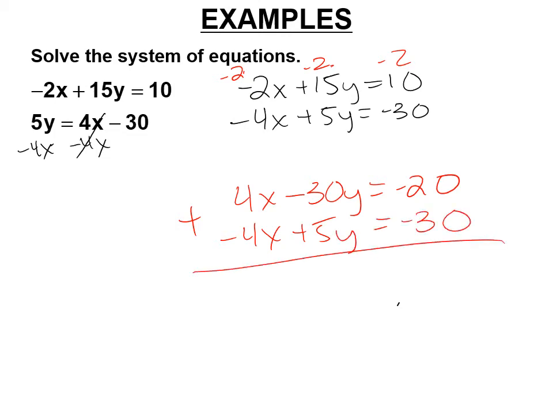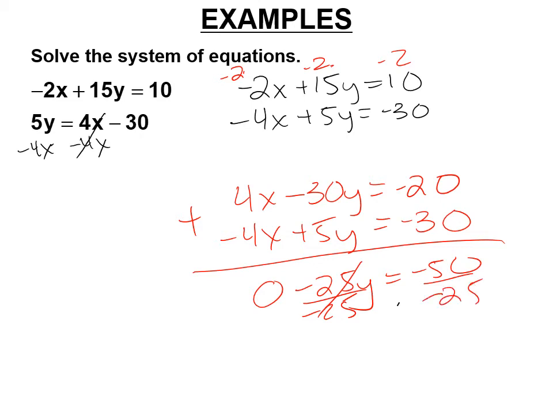4x plus negative 4x is 0. Negative 30y plus 5y, negative 25y. Negative 20 plus negative 30, negative 50. Yeah, when you're adding these together, you're less likely to make a mistake, I think. Negative 50 divided by negative 25 is positive 2, so the y-coordinate is 2.